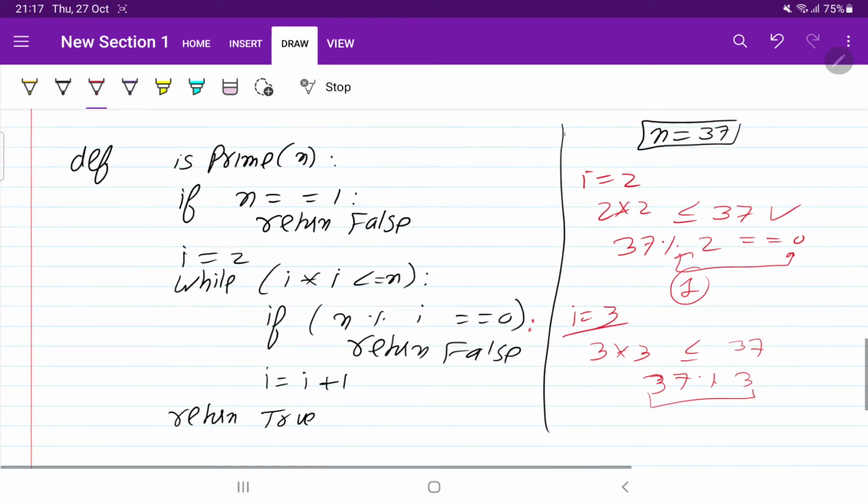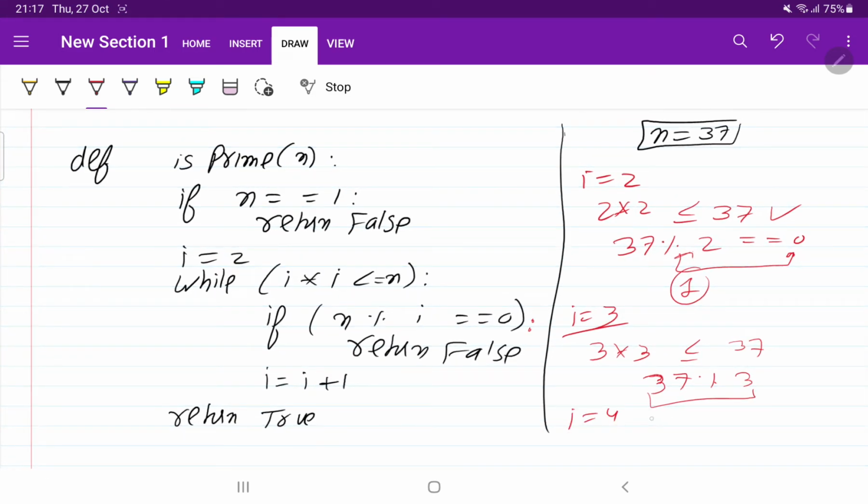I will increase. So what will be the value of i? i will become 4. So again 16 is less than 37. Then we will check and we will not get that it is divisible by 4. So i will become 5. So 5 into 5, 25. 25 is still less than 37.